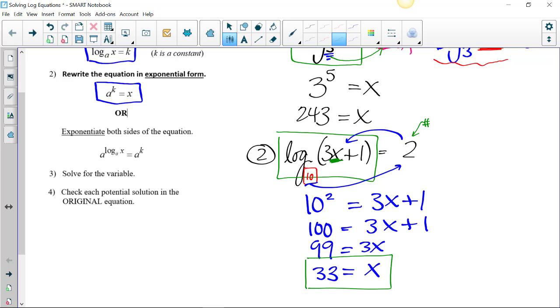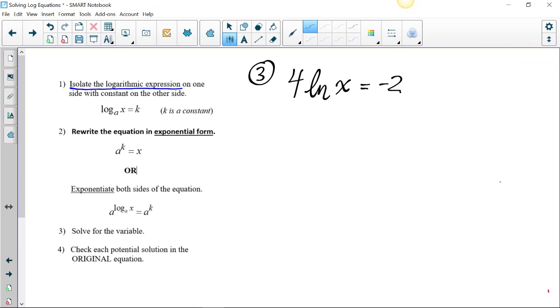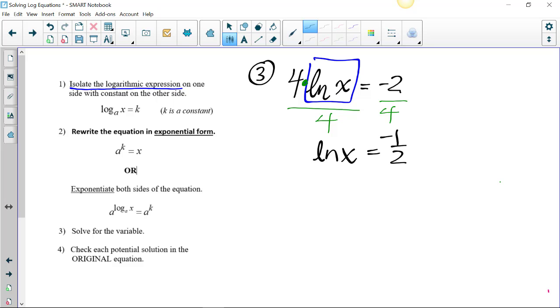It's positive. Let's look at solving a basic logarithmic equation involving natural logarithms. You see these most often in calculus. Once again, I'm going to start by isolating my logarithmic expression. So I need to get rid of the 4. The logarithm is being multiplied by 4, so I'm going to divide both sides by 4. So I end up with natural log of x equals negative 1/2.